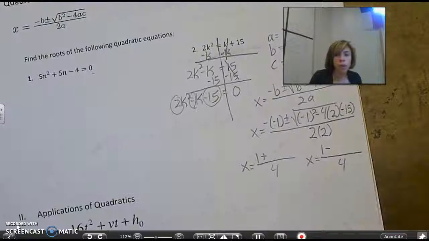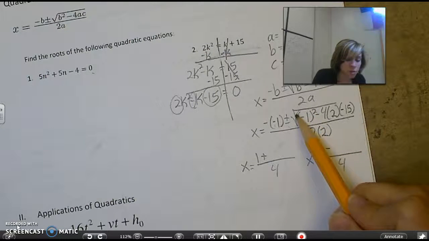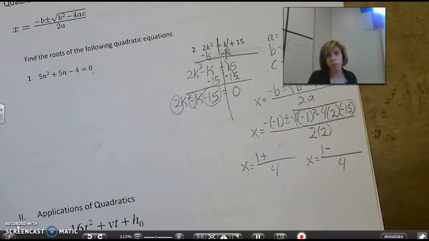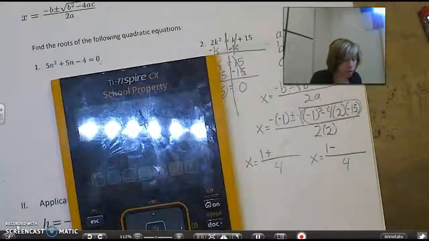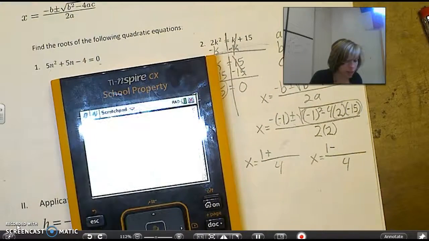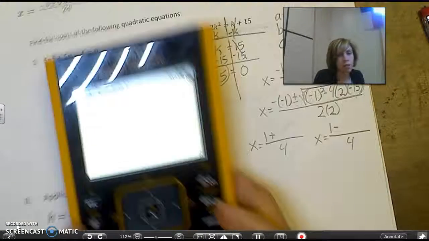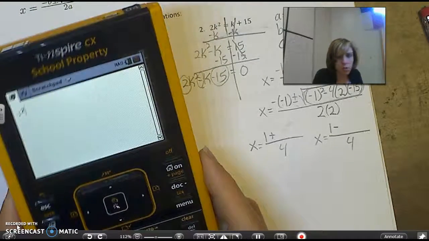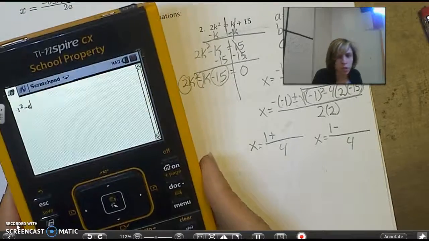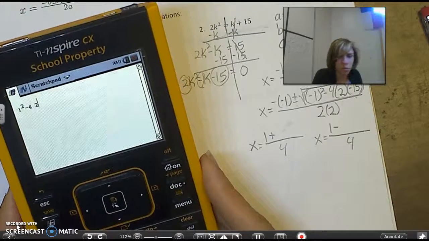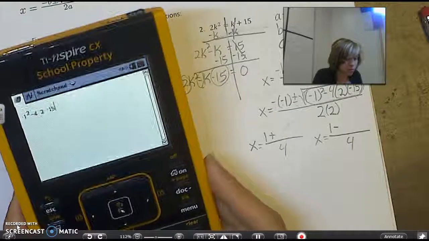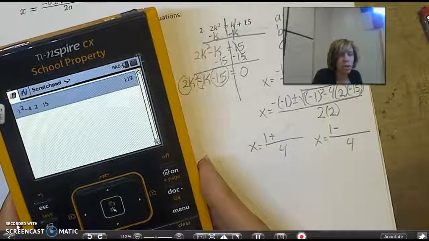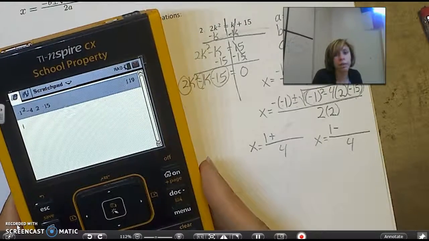Okay, so for this part, what I want you to do is take all these numbers that are under the radical. So all these numbers right here under the radical, take all those and put them in your calculator. So you're going to turn it on. You go to A, and you're going to put in -1 squared minus 4 times 2 times -15. Okay, and we get positive 119.